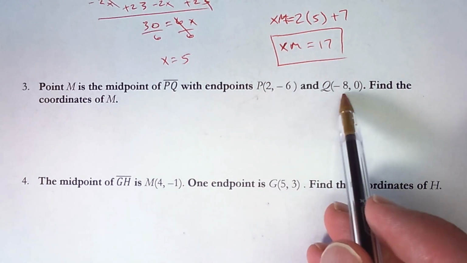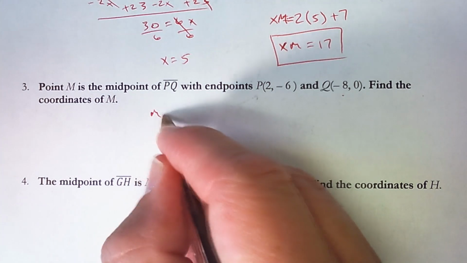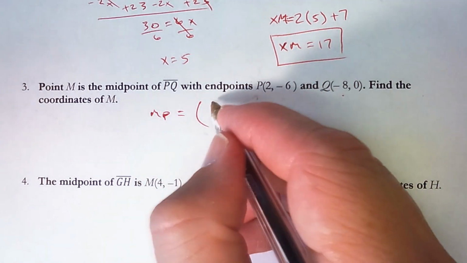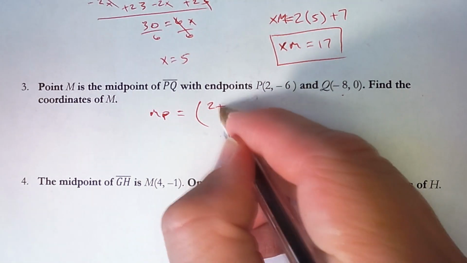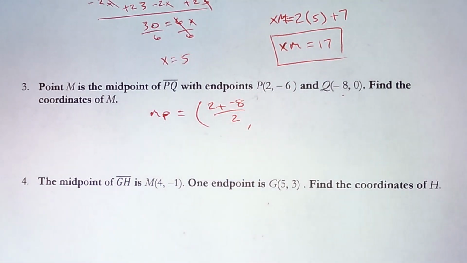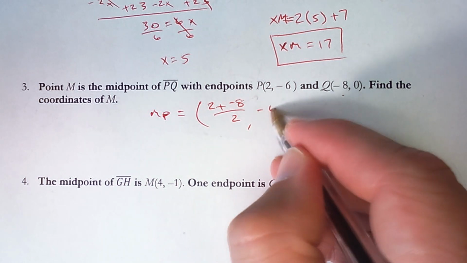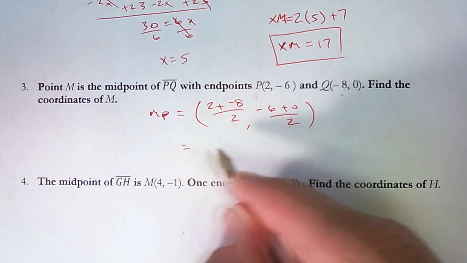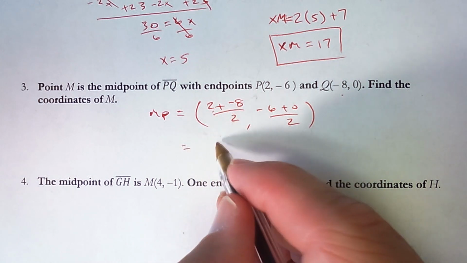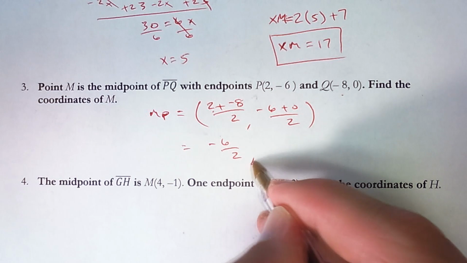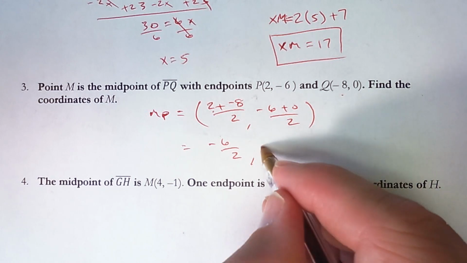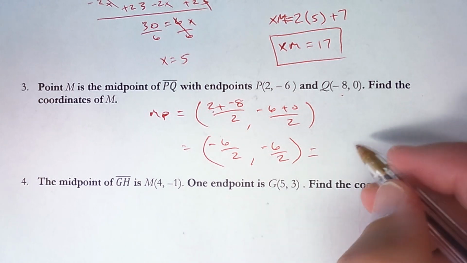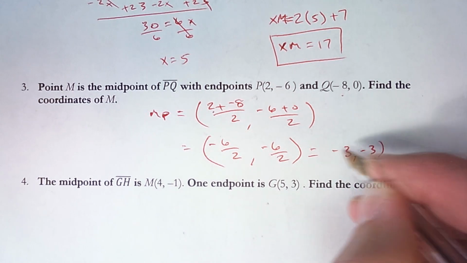Find the midpoint given two endpoints. So the midpoint is the average of the x's, so x plus x divided by 2. Then the average of the y's, negative 6 plus 0 divided by 2. So that's 2 plus negative 8, negative 6 over 2. Negative 6 plus 0 is negative 6 over 2. So the midpoint is negative 3, negative 3.